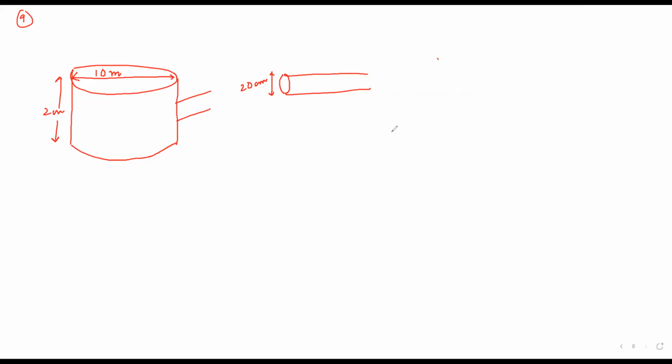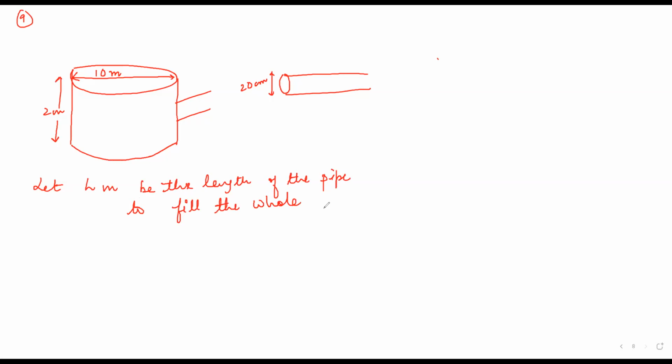So can I just assume that let H meter be the length of the pipe to fill the whole tank? Can I assume this? So let's say H meter of length of this pipe will actually fill the whole tank, right? So I've assumed that length to be H meter.